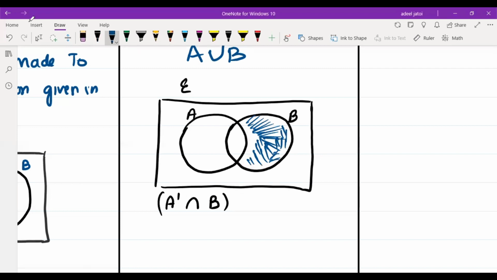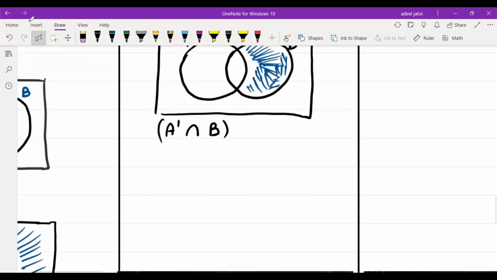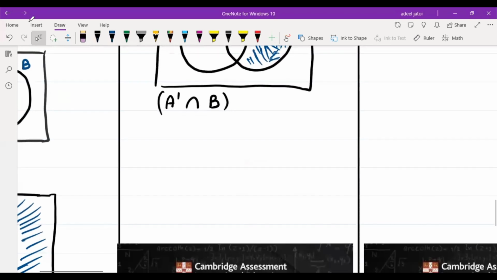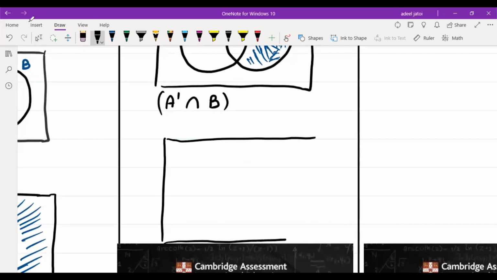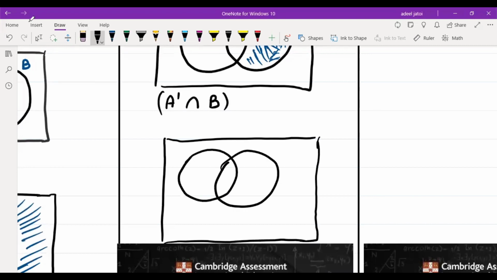Now let's just move to the other part. Let's say we have a circle again. Let's say we have three circles now. This is A, B, and C. And the question says A intersection B intersection C.